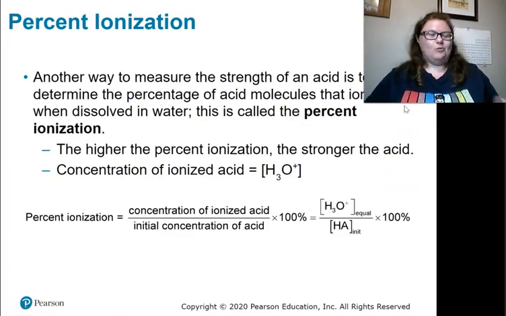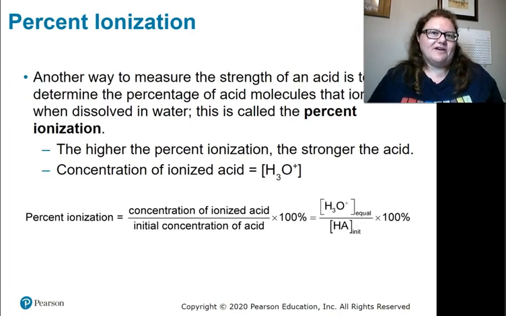All right, we're almost done with our topics here for acid-base, so let's talk about the percent ionization. Another way to measure the strength of an acid is to determine the percentage of acid molecules that ionize when it's dissolved in water. That's called the percent ionization. Whenever I look at percents, I relate it to grades, because I'm around grades all the time. Just as you know that an 80% is almost all and 100% is all, it's going to be looked at the same way.